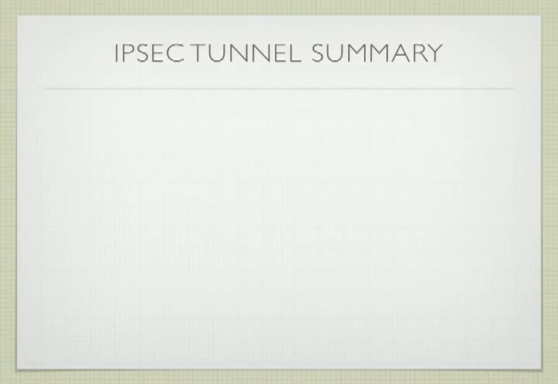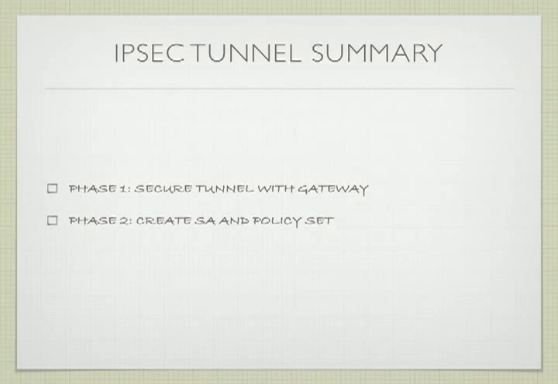Summarizing our IPSEC tunnel, phase 1 creates that gateway-to-gateway connection. Phase 2 creates the security association and exchanges the initial policy set. And then the data flow at that point is fully encrypted. So this is our basic establishment of the IPSEC VPN tunnel.